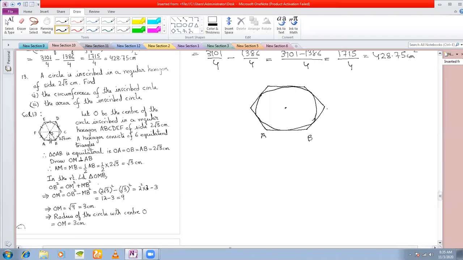So if I call this hexagon this, each side is given to you here as 2√3 centimeters. Each side is 2√3. Regular means all sides equal. Now the first question, circumference of the circle.